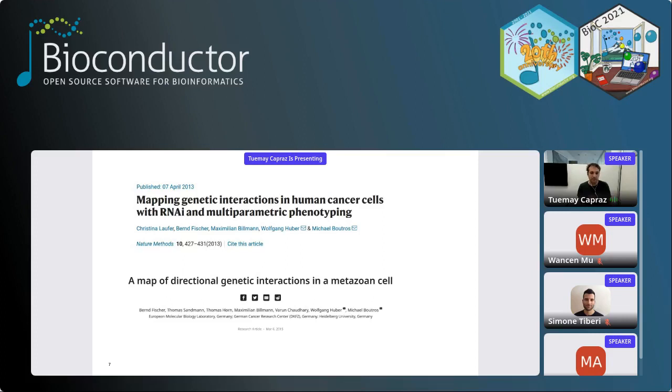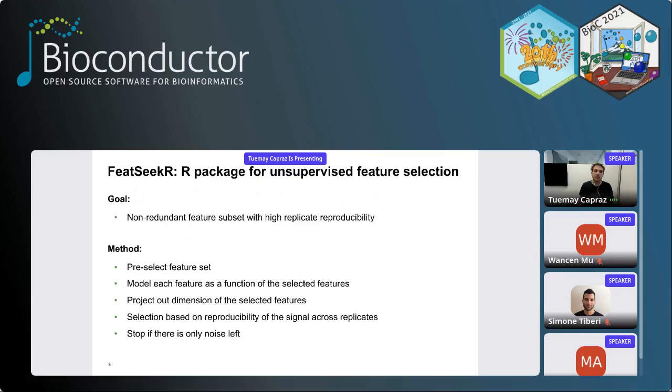Now we took this idea and formalized it and generalized it further to more than two replicates, and also tried to explore the capabilities and limitations, and actually implemented it in an R package called FeatureSeeker, which has the goal to find a non-redundant feature subset with high replicate reproducibility. The method can be outlined as follows.